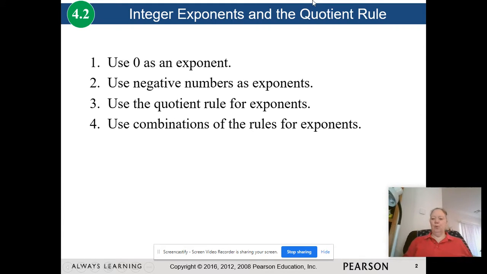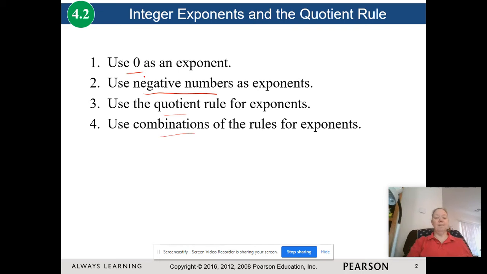All right, section 4.2. We have more exponent rules. So we're going to talk about negative exponents, which I mentioned in the last lecture, but this time we're actually going to learn what they are and how to use them. We're going to talk about zero as an exponent, quotient rules, and then put them together.